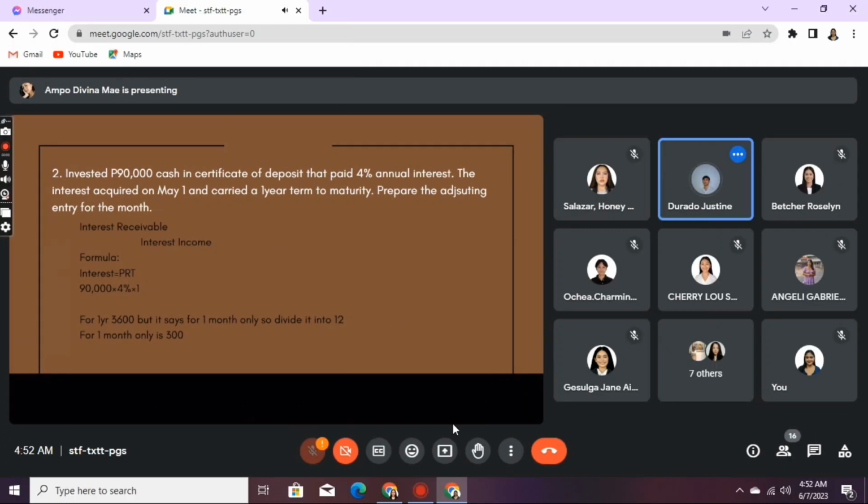Number 2. Invested 90,000 cash in a certificate of deposit that paid 4% annual interest. The interest accrued on May 1 and carried a 1 year term to maturity. Prepare the adjusting entry for the month. So it is interest receivable and interest income.